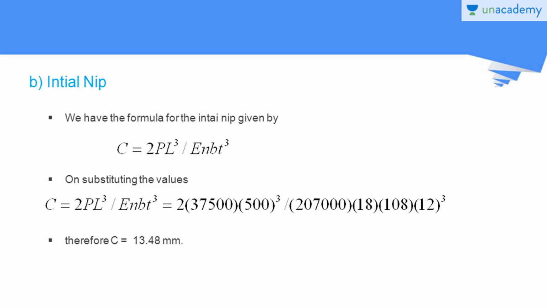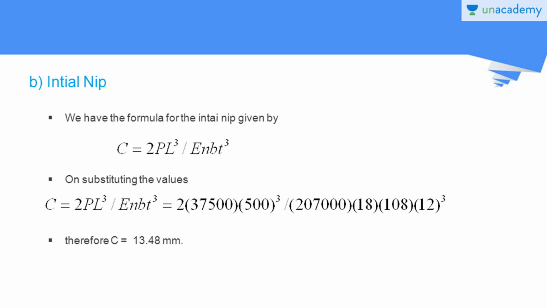So next, the initial nip. Initial nip is the distance between the extra full length leaf and the adjacent graduating leaf of the multi-leaf spring, that is given by C equals 2PL cube by Enbt cube. This relation was obtained in the last lecture, right? So with this relation, we can easily get the value of C, the initial nip of the multi-leaf spring that has undergone the nipping process. C equals 2PL cube by Enbt cube.